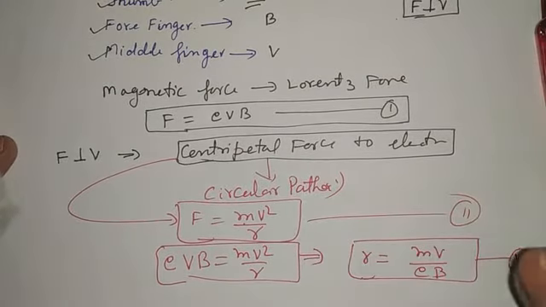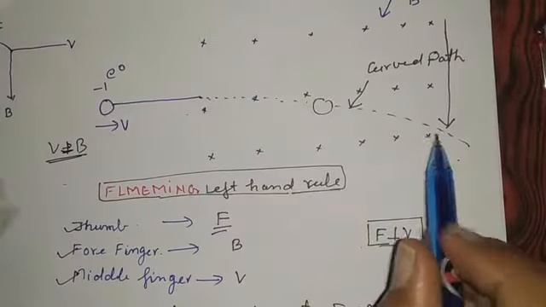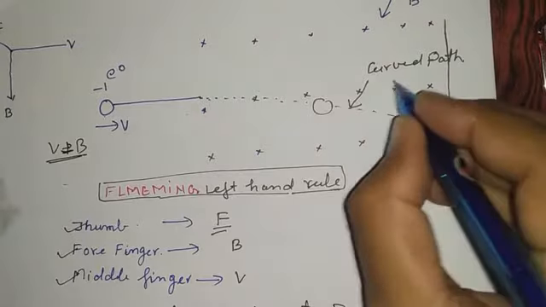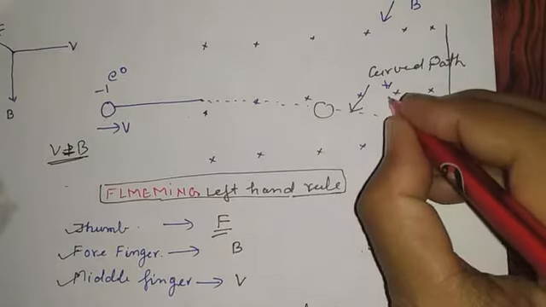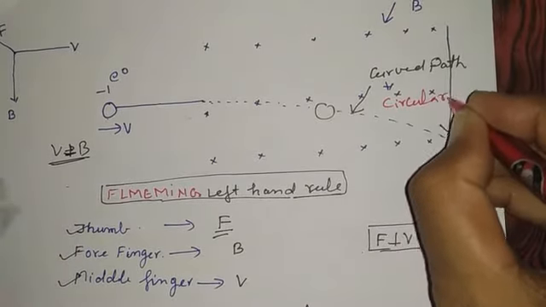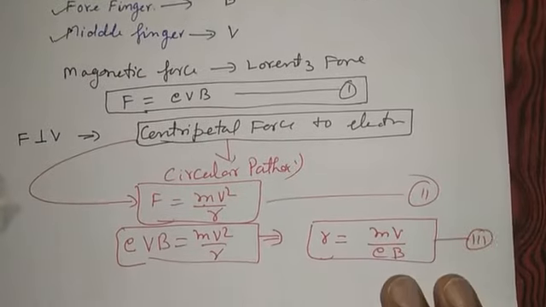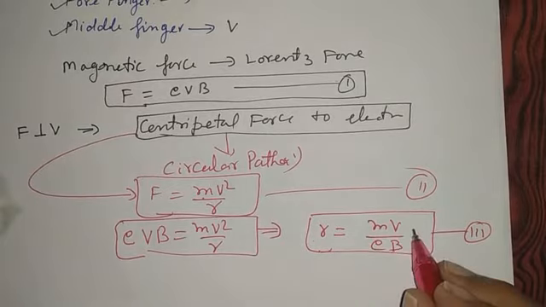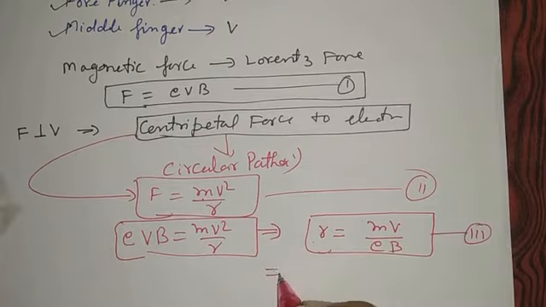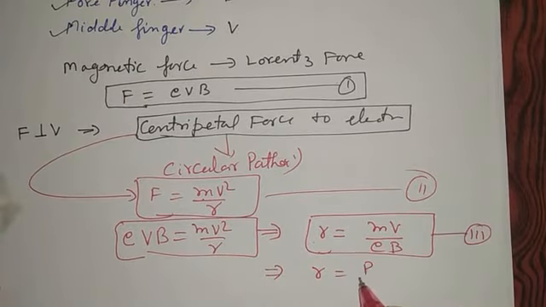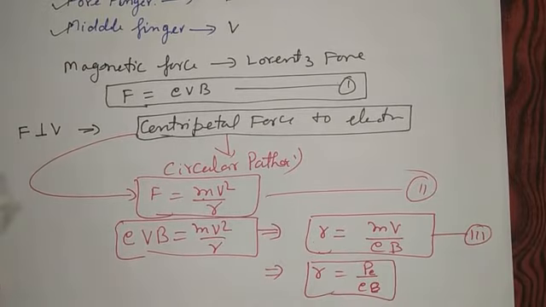So in this case one can say when an electron enters a magnetic field it follows a circular path. This curved path is a circular path. So the radius of that circle is given by this formula mv by eB, right? And this mv, we know, is the momentum of an electron, p by eB. This can also be written in this way.